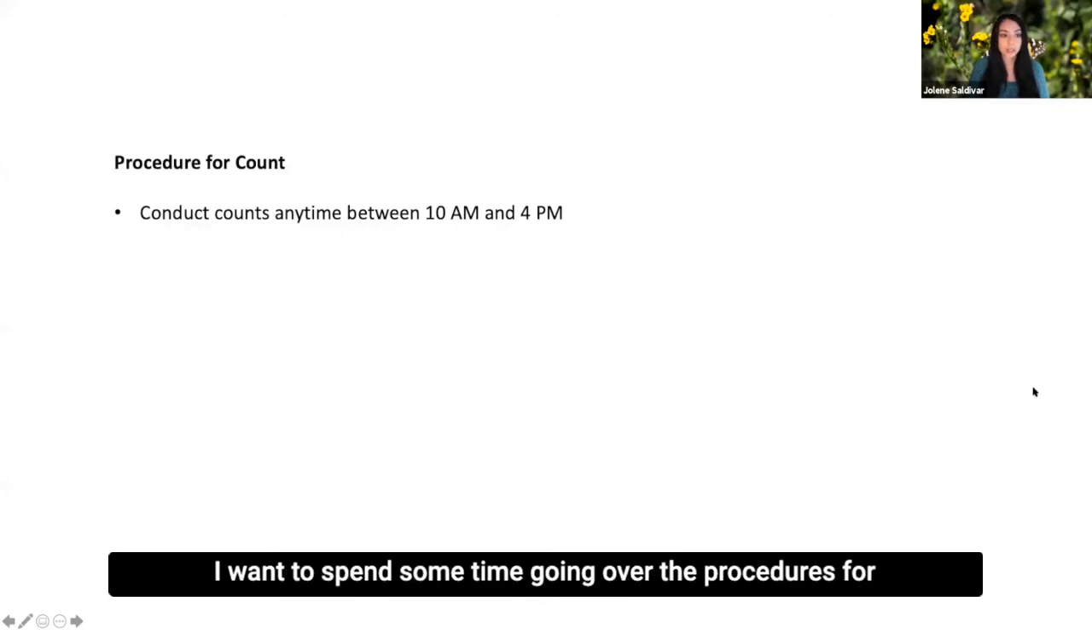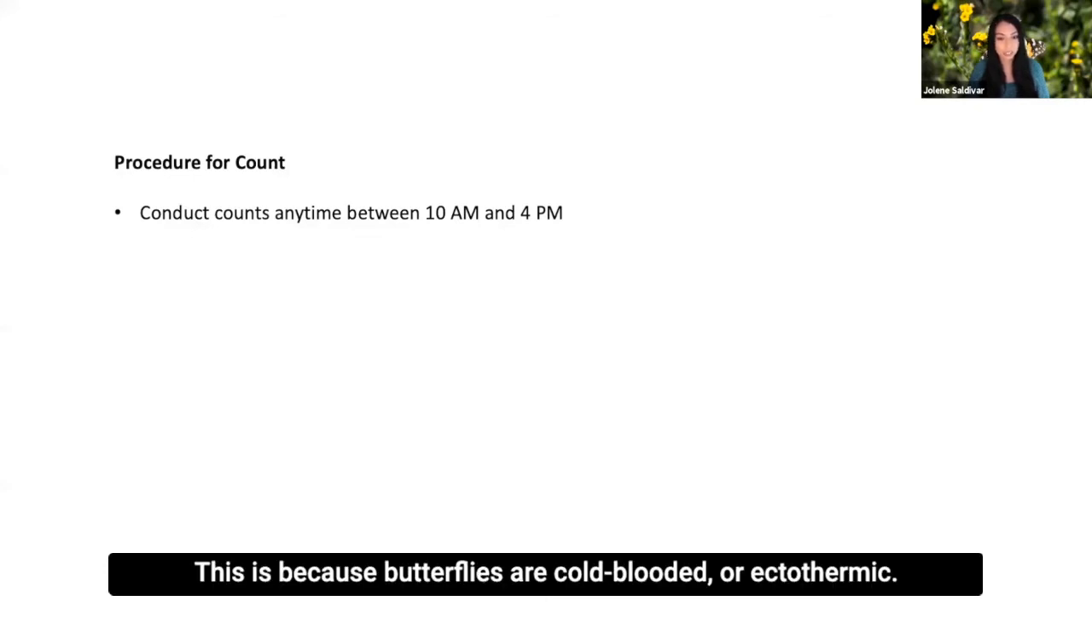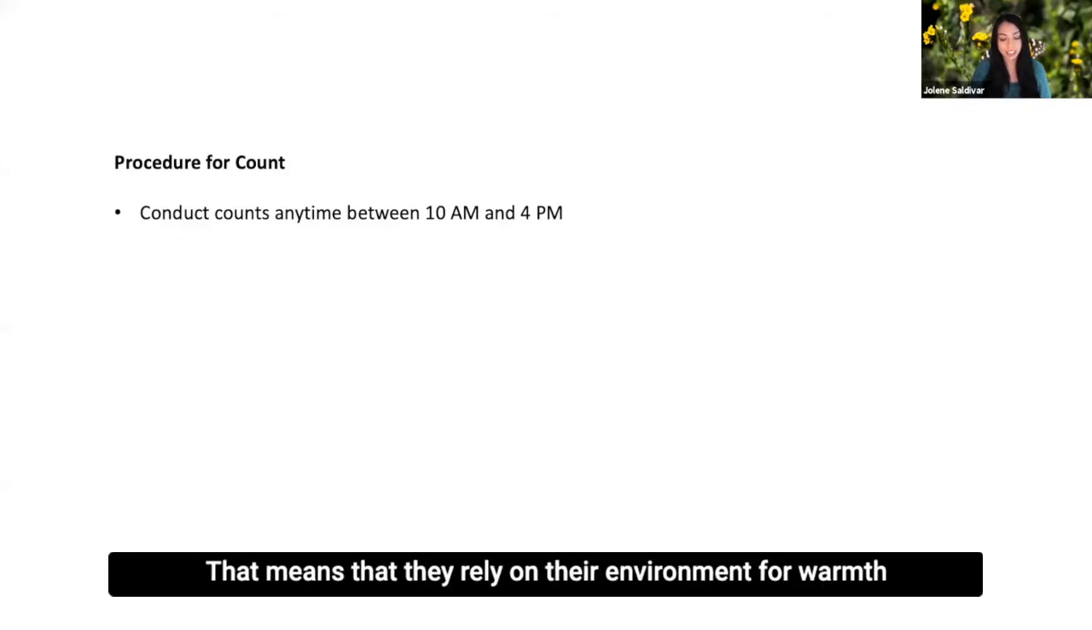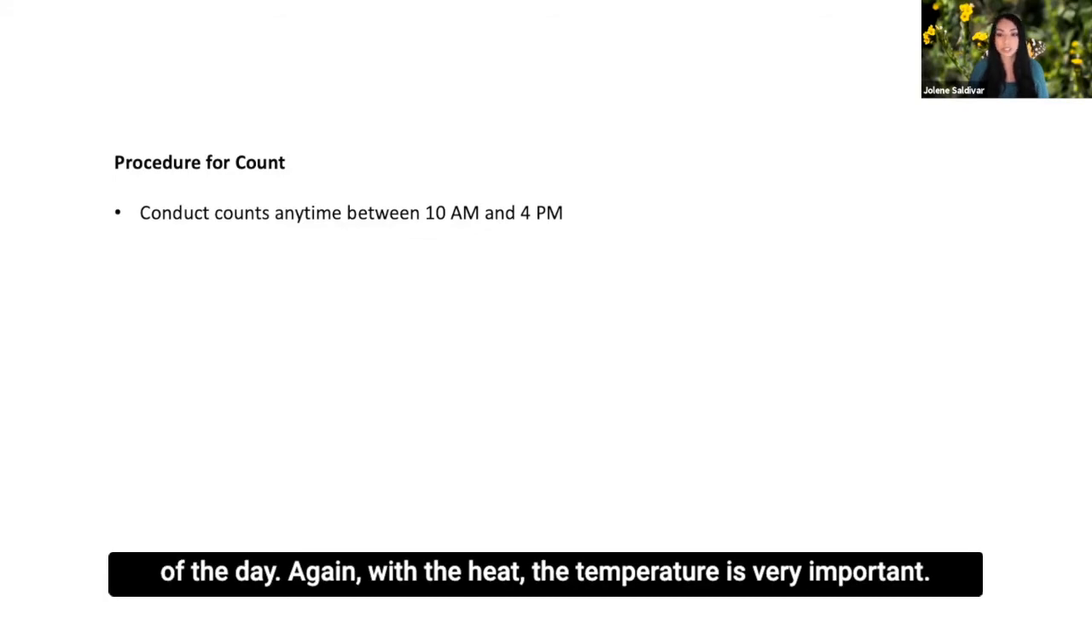So I want to spend some time going over the procedures for the count, which are on the second page of the packet. And it can be a little intimidating for folks who haven't participated in such counts. So I'm going to break it up for you here. The most important thing is to make sure you're conducting your counts between 10 a.m. and 4 p.m. This is because butterflies are cold-blooded or ectothermic. That means that they rely on their environment for warmth, and they use their wings to absorb sun. This also means that if it's too cold or cloudy, the butterflies are not going to be active. So make sure you're conducting your counts during that period of the day.